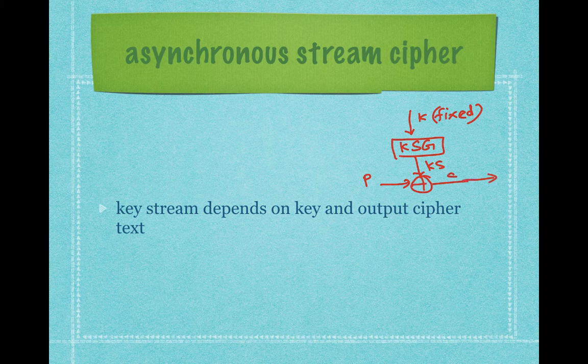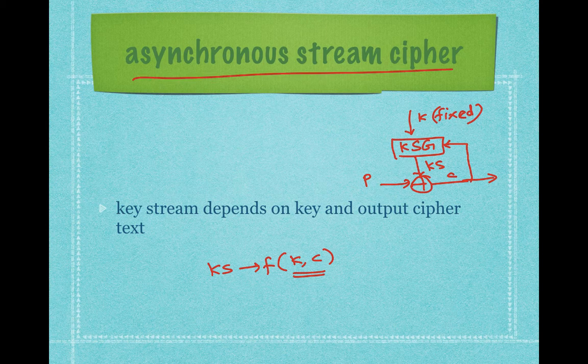But what I will do is take a copy of the ciphertext and provide it as feedback to the key stream generator. So now your key stream is a function of both your key as well as your ciphertext, right? It doesn't depend on the key alone. Now it depends on two things: the key, as well as the previous output ciphertext. So these kinds of stream ciphers are called asynchronous stream ciphers.